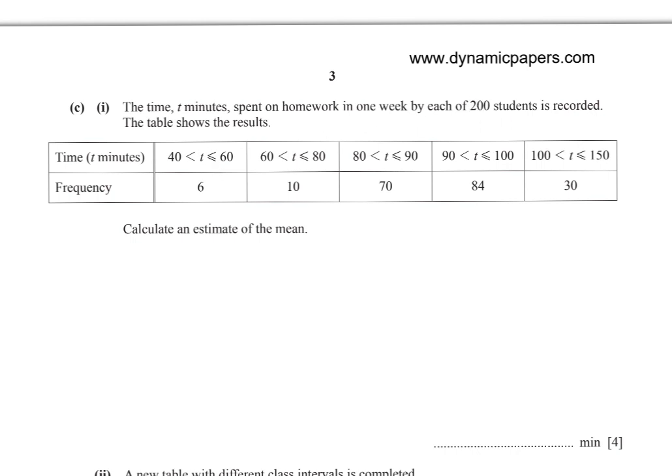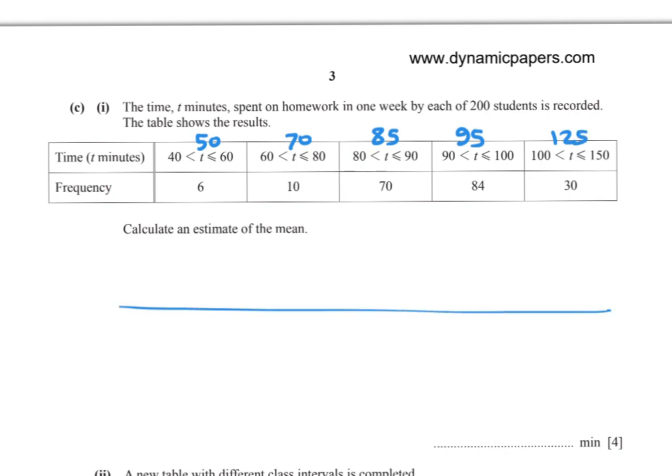Get the median of each time. Yes, we need to find the middle value for each class. 40 and 60, how to find the middle value? Just add them together and divide by 2. 40 plus 60 is 100, divided by 2 is 50. So 50. For the other ones: 70, 85, 95, and 125.